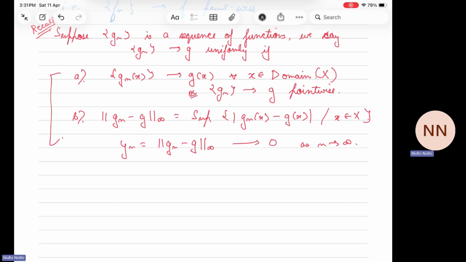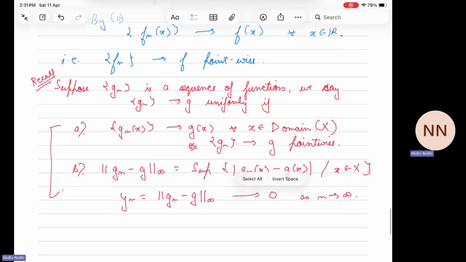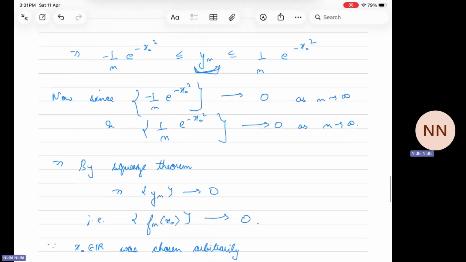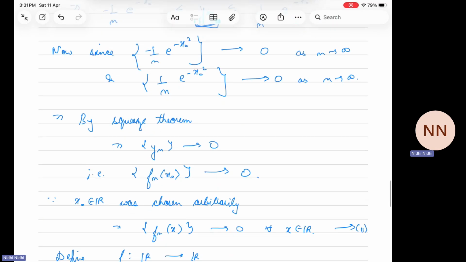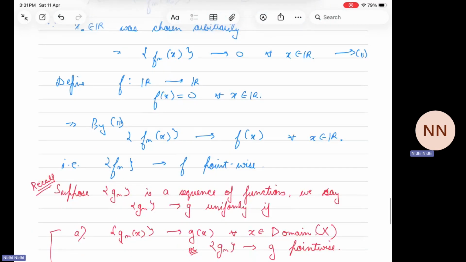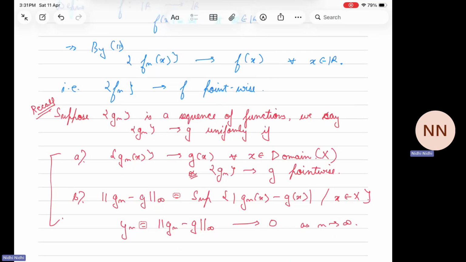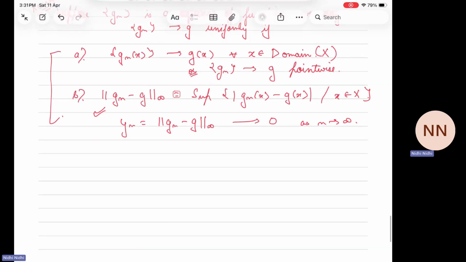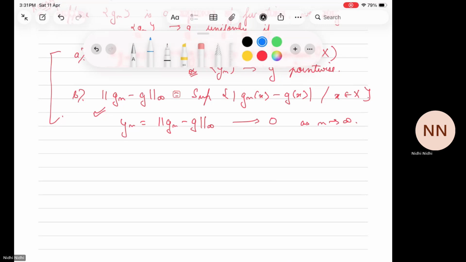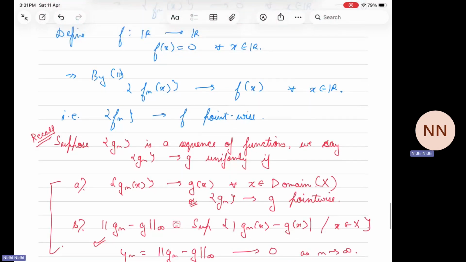So if these two conditions hold, then we say that the sequence of functions Gn converges uniformly to the function G. Now above, in our problem, we have seen that the sequence fn converges pointwise to the function f. So that means our condition A is satisfied. Next, we need to see whether this sup norm converges to 0 in this case as well or not. So for that, let's see. I hope this is clear how we say that a sequence of functions converges uniformly to some function.